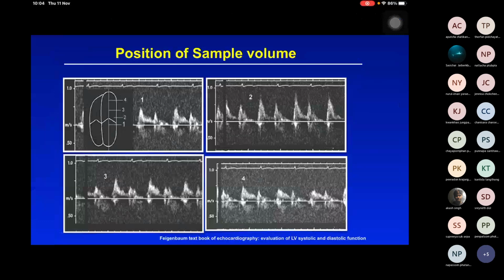Go to the next one. This picture shows you how important it is to place the correct sample volume. You have to place the sample volume at the tip of the mitral valve level. So it's number 2. If you place the sample volume at number 1, number 3, or number 4, as you see in the picture here, what is the difference between all of these?